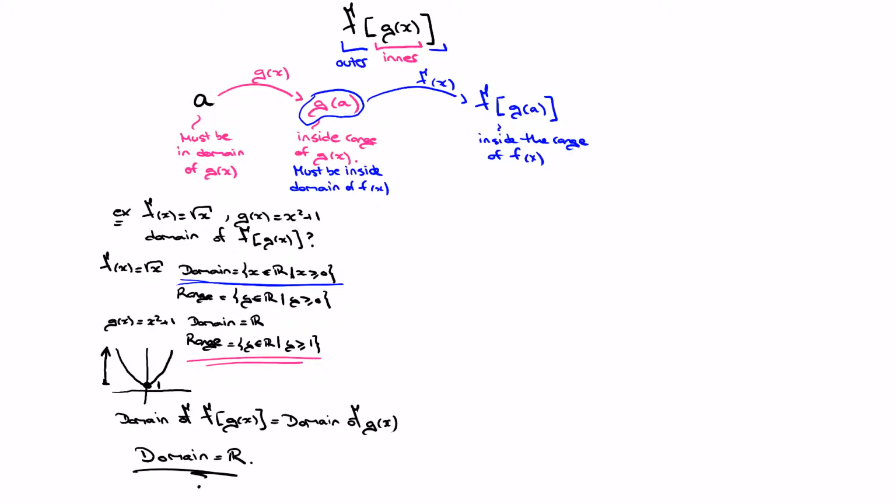And we stated that the domain of this composite function was all real numbers. Now let's look at another example. Let's say in this case we're told that, again, f of x equals the square root of x, and we're told that the inner function g of x equals 2x minus 4. And again, we're asked for the domain of f of g of x.